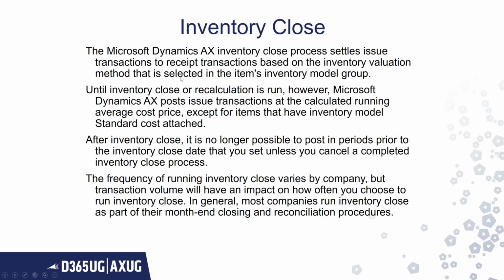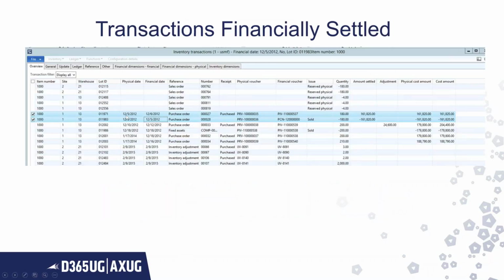Okay, transactions financially settled. If you go here from the right, and this is just a purchase order and purchase order return, you'll notice that the amount settled, and that means financially, is the 161. Those two cancel each other out. The physical cost was that, and the financial cost was that. So there's no change or adjustments that need to be done in this transaction. But the key is the amount settled.